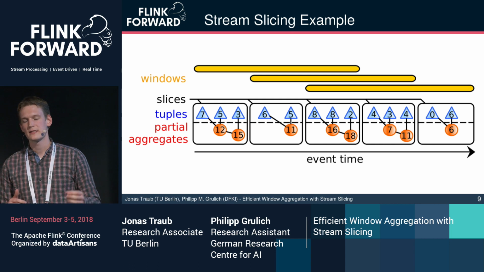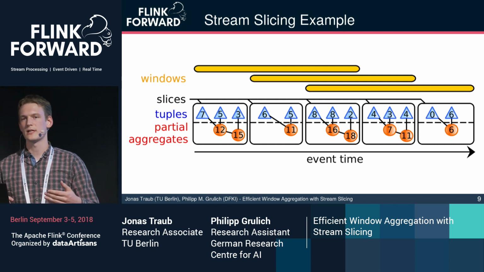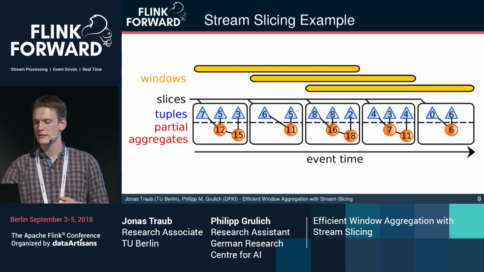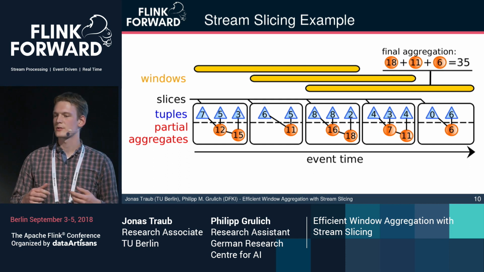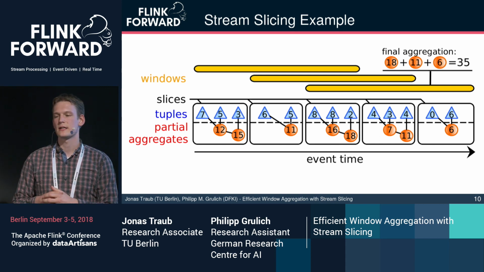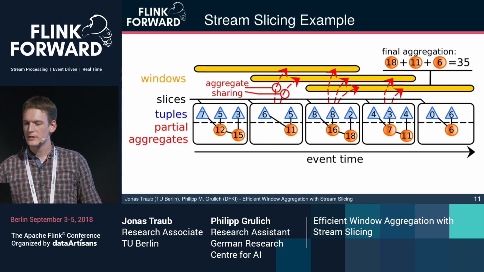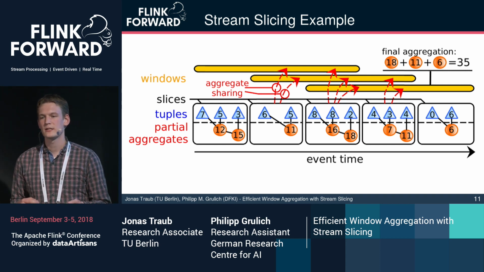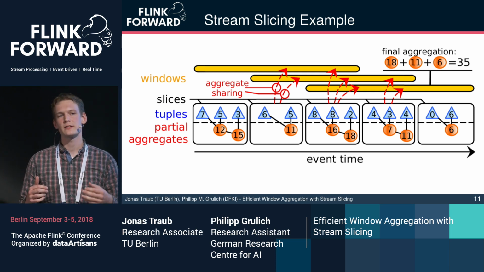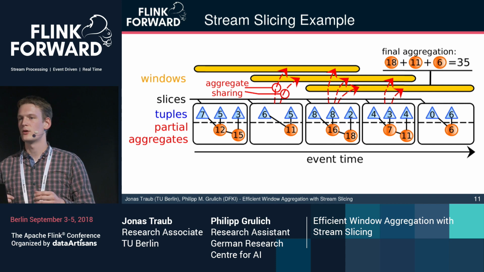So the important point here is that we assign each tuple to exactly one slice instead of assigning it to all the buckets of the overlapping windows, and this saves a lot of computation effort. So now when a window ends, there's basically one final aggregation step which remains. Here for the third window, we combine the partial aggregates 18, 11, and 6 to the final result of 35. And this is what the window operator will then output and send to the user. And the important improvement we have here is the aggregate sharing part, which means that for each individual tuple, we have a constant complexity, which is one aggregation step and the assignment to one single slice. And the partial aggregates are then shared among all the overlapping windows.